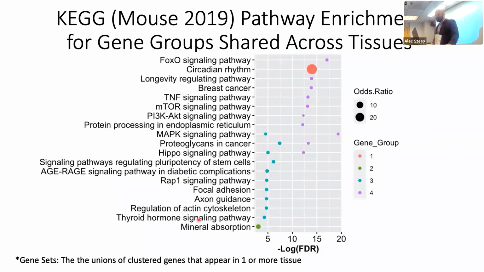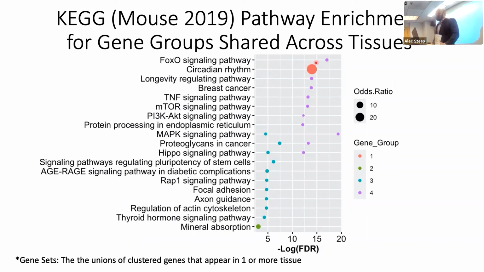So here are our results. Here we have our negative log FDR. Our odds ratio is represented by the size of the circle. We have those enriched pathways. We filtered out some of those pathways that we thought were not very important. And we have our different gene groups annotated by their color. Remember, group 1 was that group that modeled better with the circadian aspect of the combined model, and 4 on the other side of the spectrum.